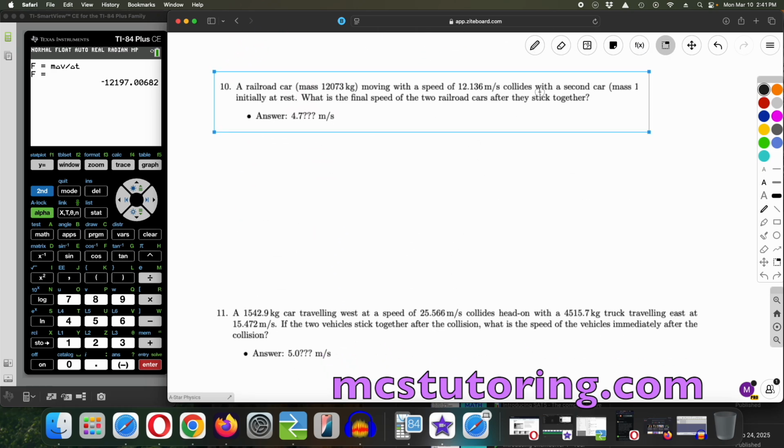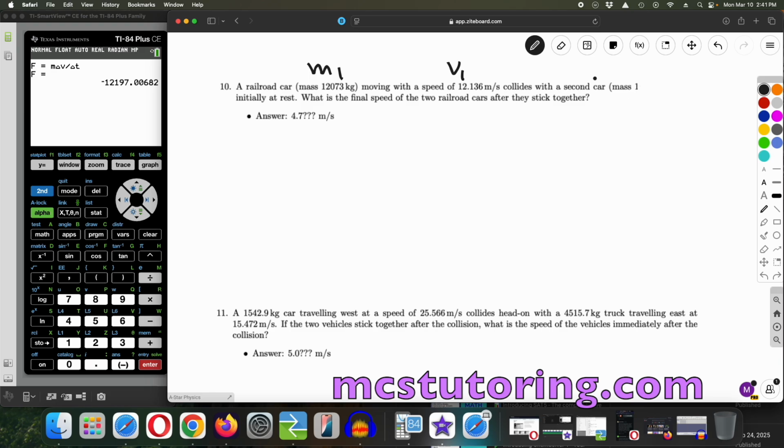Okay, we go on. We got a railroad. Railroad cars running into each other, man. This is no joke. This could be really bad. I mean bad in real life, not in physics world where no one ever gets hurt in collisions. Railroad car, so this is M1, and V1, or V1 initial, is 12.136 meters per second. It collides with the second car, mass initially at rest.